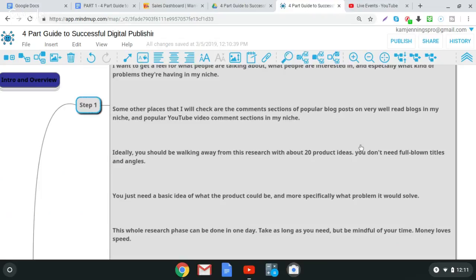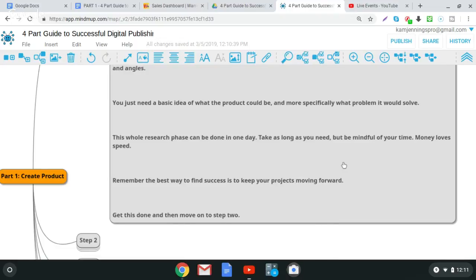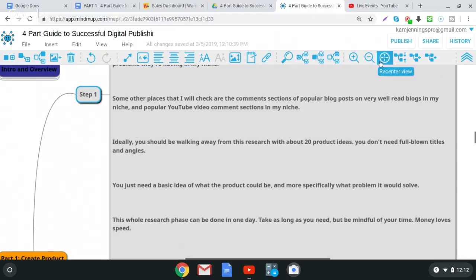Ideally, you should be walking away from this research with about 20 product ideas. You don't need full-blown titles and angles on these ideas. You just need the basic idea of what the product could be, and more specifically, what problem it would solve. This whole research phase can be done in 1 day. Take as long as you need, but be mindful of your time. Money loves speed. Remember, the best way to find success is to keep your projects moving forward. Get this done, and then move on to step 2.